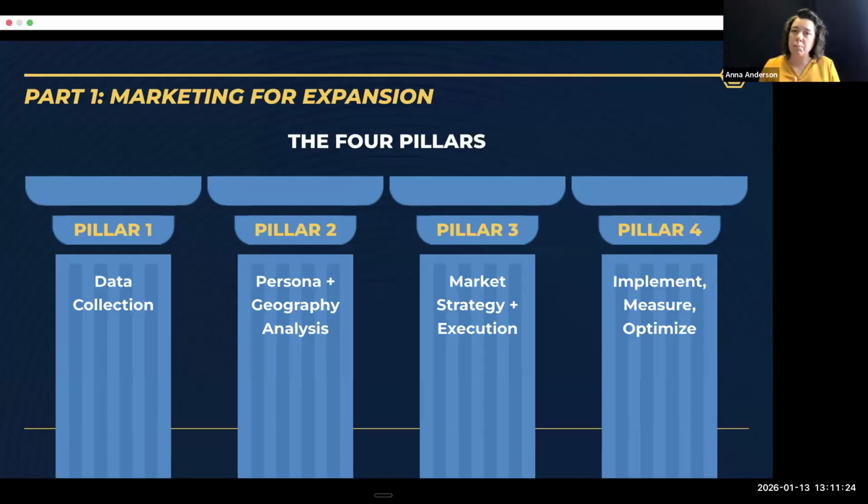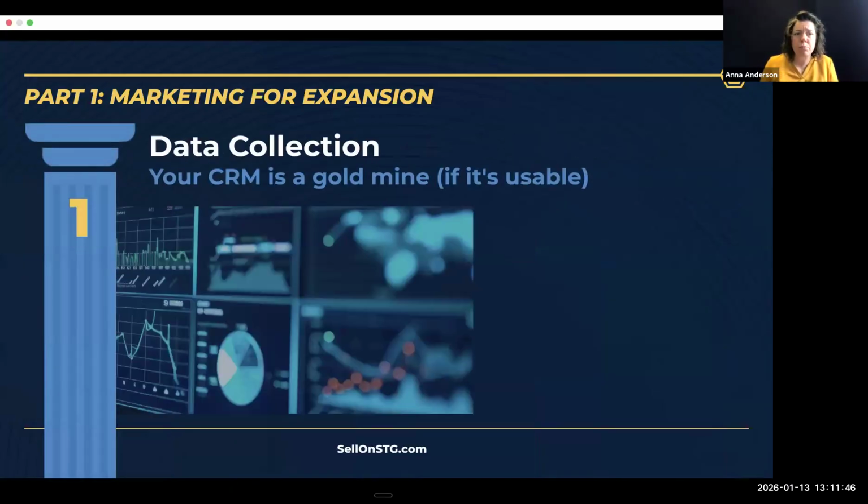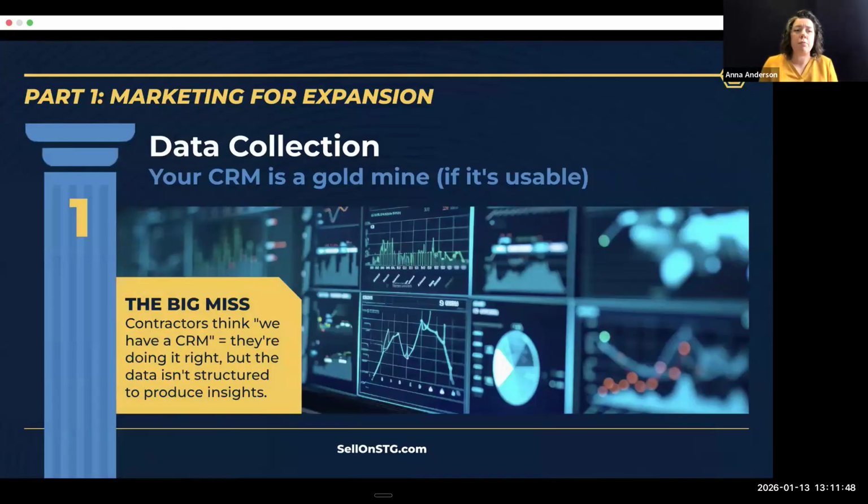Then we look into the implementation, the measuring, and optimizing the plans. And this is where a lot of agencies live. They implement, they measure, and they optimize. And we say, let's start earlier up in that funnel because every dollar has a name and every penny counts. So, with that, those are the four pillars we're going to be walking through today. As we move forward, let's dive into that first pillar, data collection.